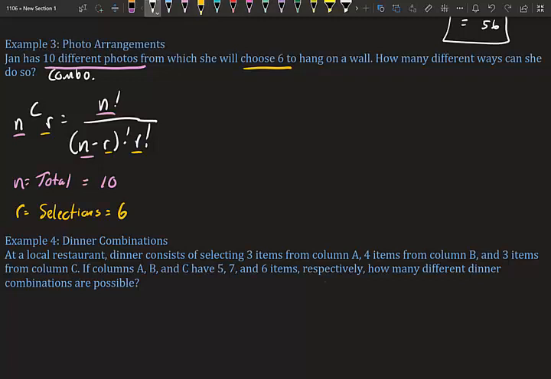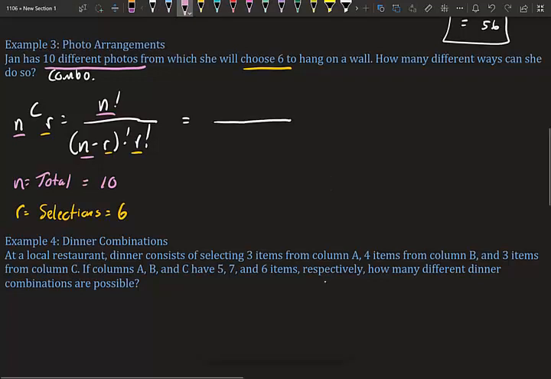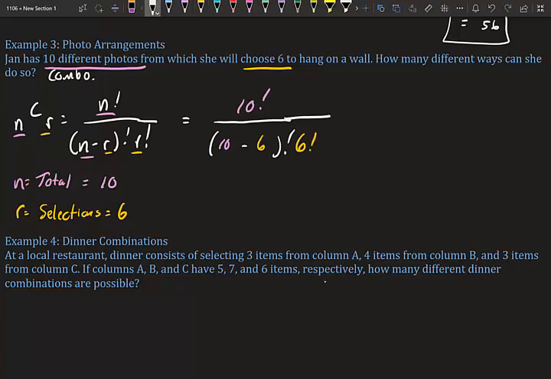So let's plug it into our formula. We have n factorial, so n stands for 10. Then we have n minus r factorial, so 10 minus 6. And then r factorial, so 6 factorial. Now let's simplify. So we have 10 factorial over 10 minus 6, that's 4 factorial, and 6 factorial.